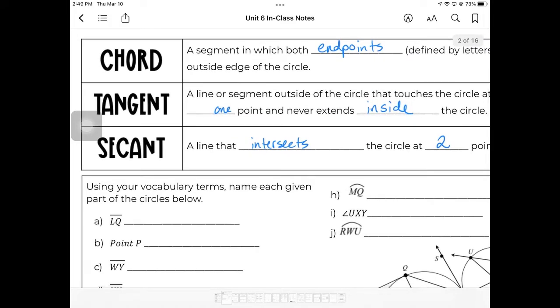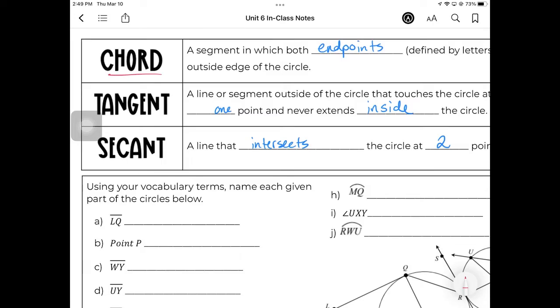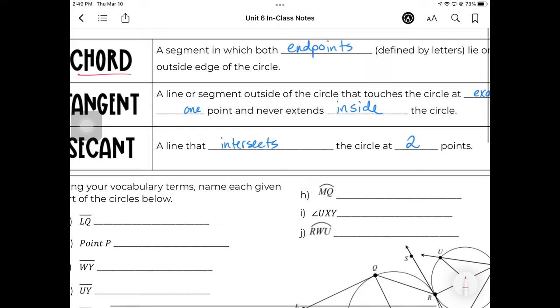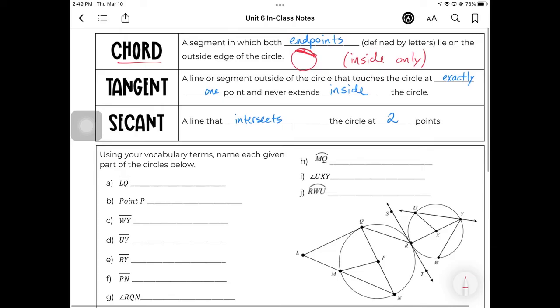So there are 3 more vocab terms, actually 2 more. We've already talked about what a chord is. I'm just rewriting this definition. It's the same thing as on the previous page. A chord, remember, is a segment where I have endpoints on the circle. Okay, this would be a chord here, stretching that segment through there. What I want you to notice about a chord is that the endpoints are on the circle, but the rest of the chord is inside the circle only. Okay? So a chord is a segment in which both endpoints, defined by letters, lie on the outside edge of the circle. All of a chord is inside the circle only.